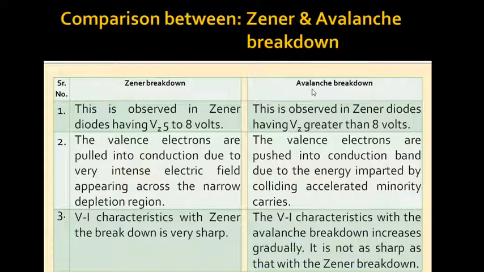In context to the avalanche breakdown, in a Zener diode you can observe it at greater than 8 volt. That means once the Zener breakdown is over, if you still increase the reverse bias voltage, then you have a chance of avalanche breakdown. What exactly is the avalanche breakdown?